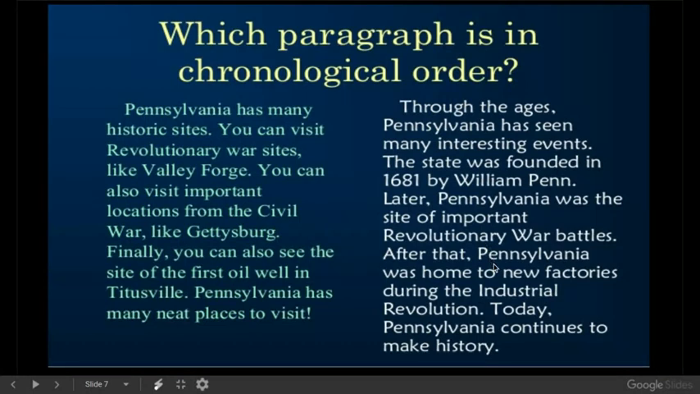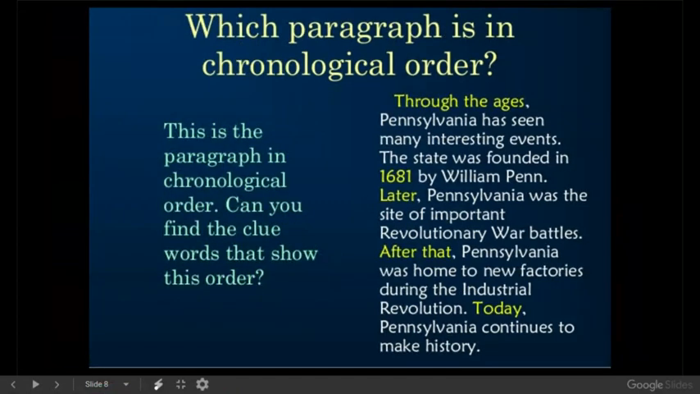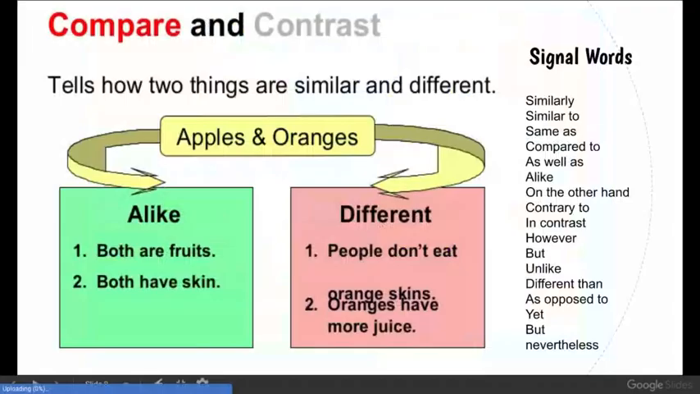After that, Pennsylvania was home to new factories during the Industrial Revolution. Today, Pennsylvania continues to make history. So now we see a paragraph with sequence. This paragraph is written in classification order. So it has different main ideas and supporting details. And here you could see some signal words showing how this paragraph is in chronological order.